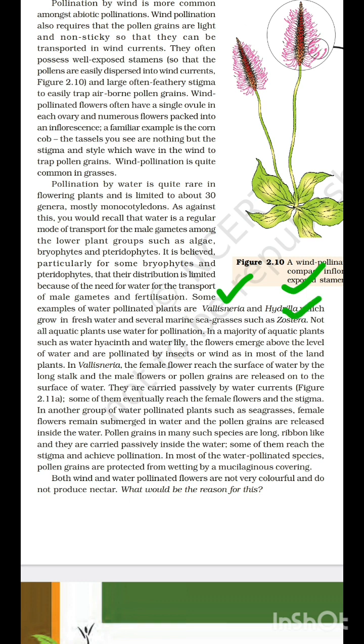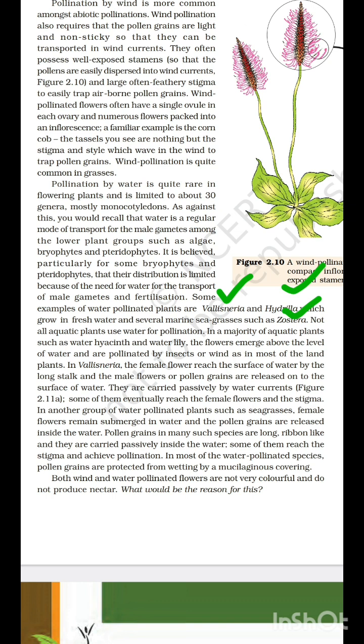Not all aquatic plants use water for pollination. In a majority of aquatic plants such as water hyacinth and water lily, the flowers emerge above the level of water and are pollinated by insects and wind.